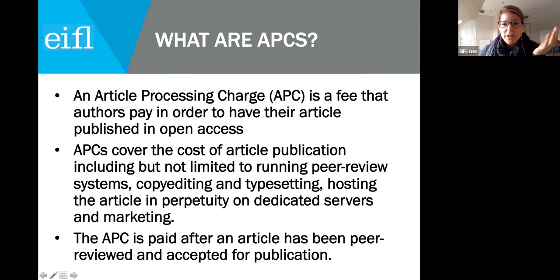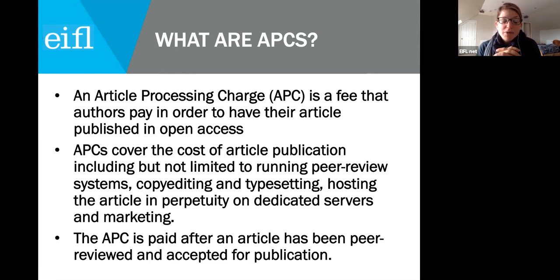So in case you're not familiar, probably most people on the call are familiar, but we always still get a lot of questions. What are article processing charges? This is the fee that an author pays in order to have the article published in open access. So it covers the cost of article publication. It covers things like the peer review running system, copy editing, typesetting, hosting the article on the servers, marketing. There's probably other things in here that I've forgotten, right, Rebecca? But basically the whole work that publishers put into making the article available.